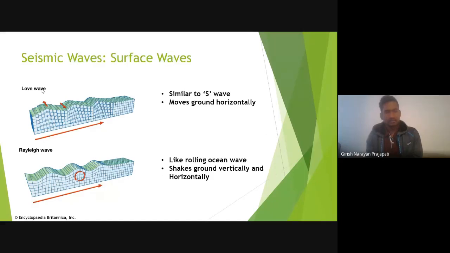Among all four waves, the primary wave, secondary wave, Love wave, and Rayleigh wave, the primary wave is the fastest because it moves in a straight line. After that come the secondary wave, Love wave, and Rayleigh wave. So the fastest wave is the primary wave, and the slowest is the Rayleigh wave.